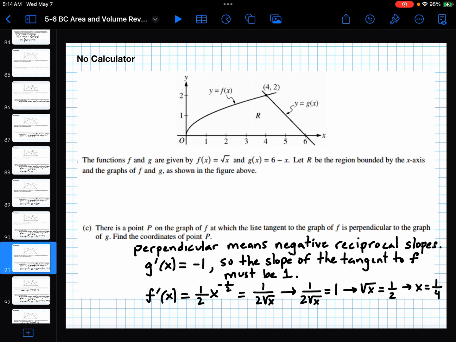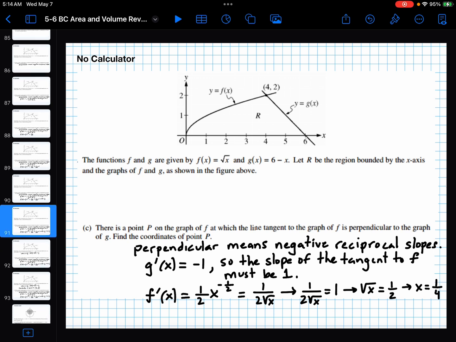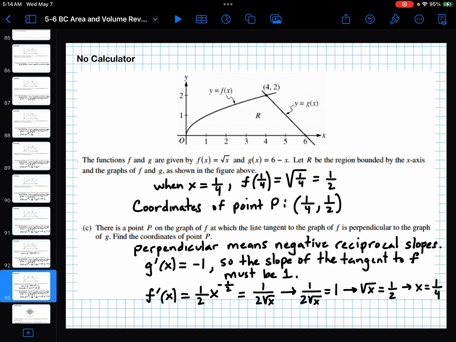Now, they did ask for the coordinates of point P, so I need the y value. So I have to go back into the rule for f, which is just radical x, and find my corresponding y value, and just write a little sentence saying the coordinates of point P are 1/4, comma, 1/2.